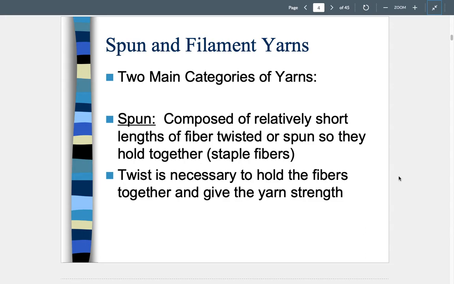When I say it's composed of relatively short lengths, remember when we talk about staple fiber lengths, those are shorter fibers. They're measured in inches. They're never going to be miles long. The longest length that you'll ever have is maybe 20-ish inches, a couple feet long, and that's a really long staple fiber. We can't measure it in yards. We can't measure it in anything greater than essentially inches. So when we talk about spun yarns, they are made primarily out of staple fibers, the shorter fibers. Twist is necessary to hold these together.